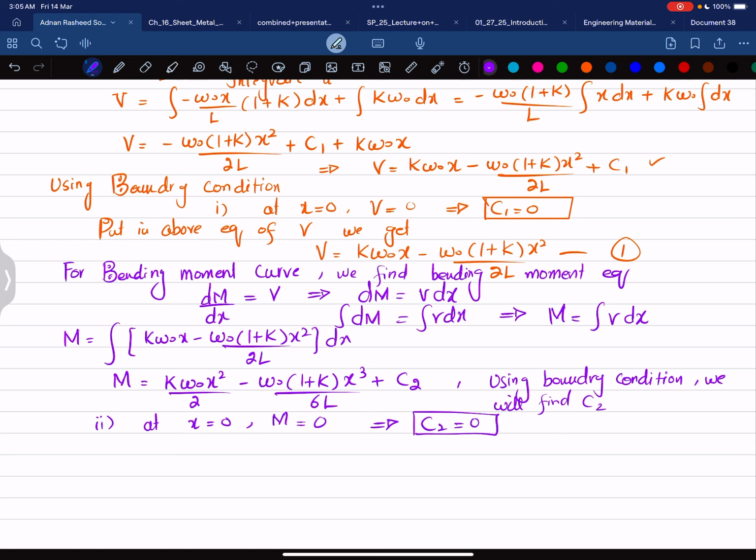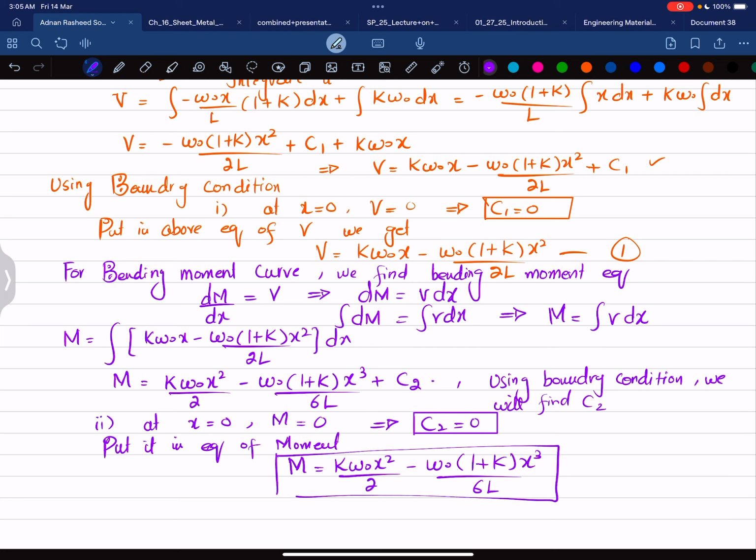Now we have C2 is equal to 0. So put it in the above equation of bending moment. So you will get this moment will be equal to k into w naught x square over 2 minus w naught into 1 plus k into x cube over 6l. And this is the equation of bending moment for drawing the bending moment curve.